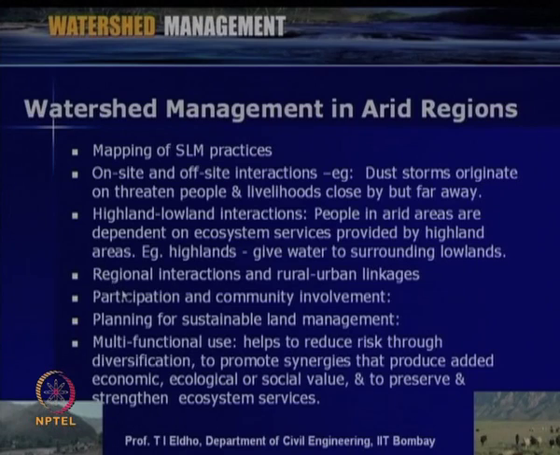The next thing is regional interactions and rural-urban linkages. Agricultural products made in rural areas are transported to urban areas, and from urban areas many consumable things are transported to rural areas. Then there is participation and community involvement. As we discussed earlier, in an integrated watershed management plan, people's participation and community involvement are very important, so that we can look for sustainable watershed management or sustainable land management.